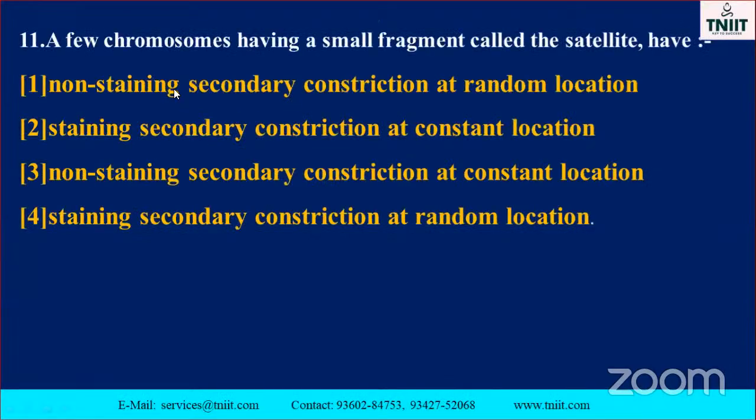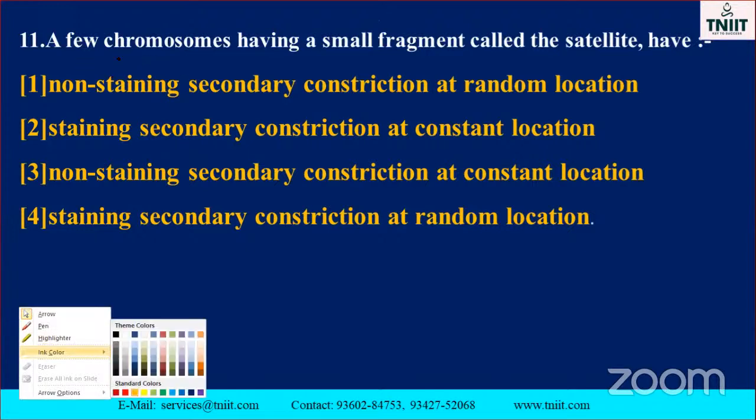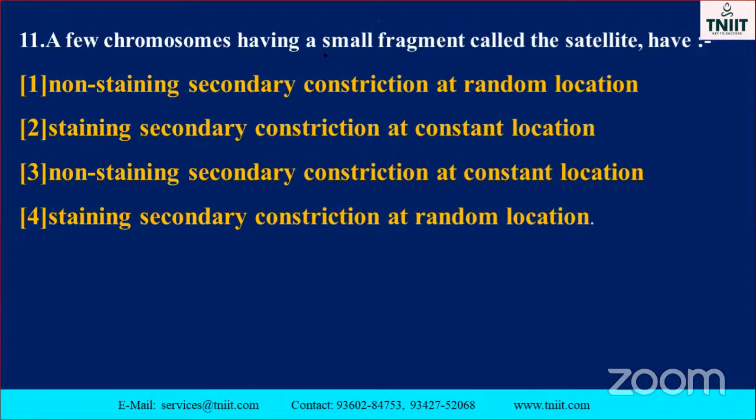The 11th one: A few chromosomes have a small fragment called satellite. Already we studied this one also. A few chromosomes, not all the chromosomes, have a small fragment called satellite, they told. So it is called what? Non-staining comes, isn't it correct? Non-staining is correct. Secondary constriction also comes. Whether at a random location or a constant location, that is the position, that is the key point.